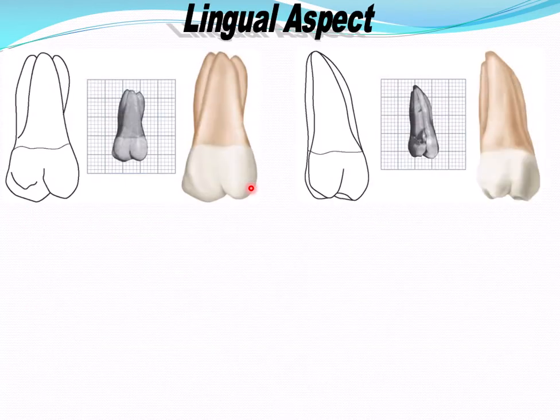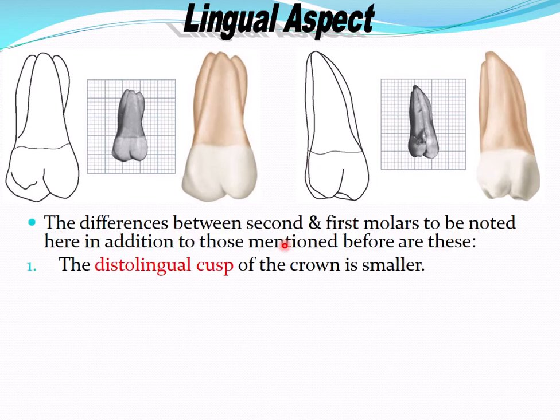Look to the lingual aspect. Again, this is the maxillary first, this is the maxillary second molar. This is the right, this is the left, so this is mesial, this is distal, here, this is distal, and this is mesial. Okay. The differences. أول فرق the distolingual cusp. This is the distolingual cusp of the maxillary first. This is the distolingual cusp of the maxillary second. Is smaller. Look, compare this cusp with that cusp. This one, the distolingual cusp, is smaller, أصغر.